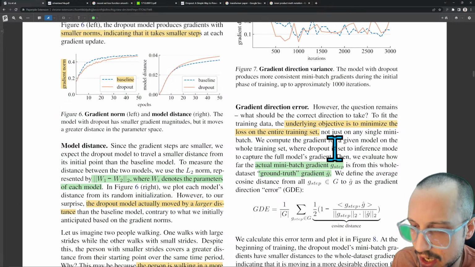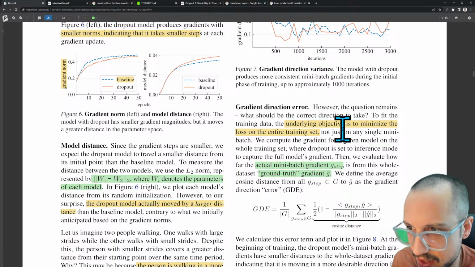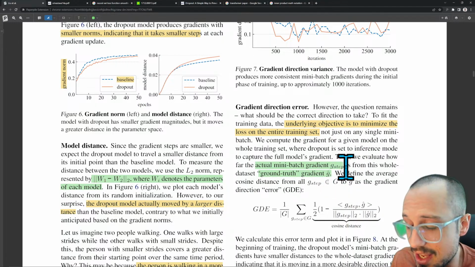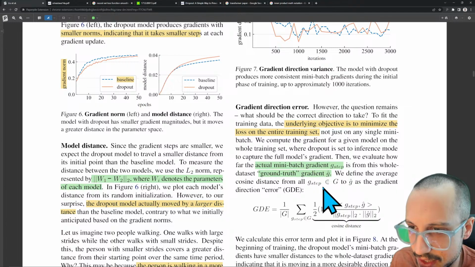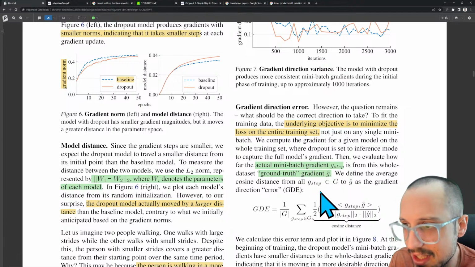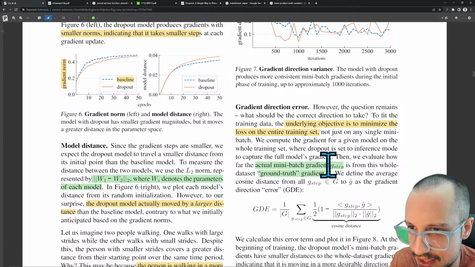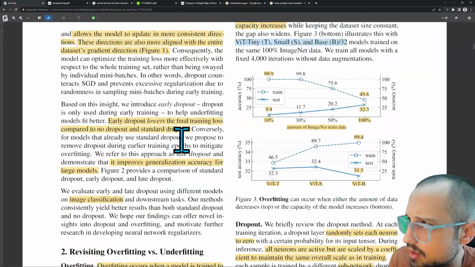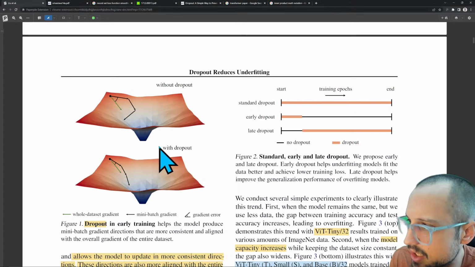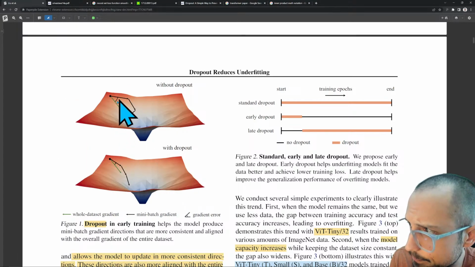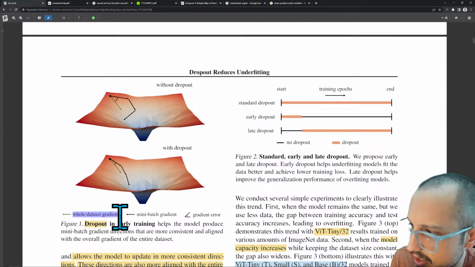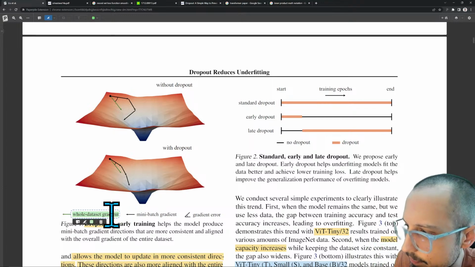But for their small toy problem here, this theoretical paper, it's useful for them to zoom in super hard and see how far away each little gradient step is from the ground truth gradient, right? I need to duplicate this paper just so I have this image here, but you can see the green is going to be the whole data set gradient. So this is the quote unquote ground truth gradient.